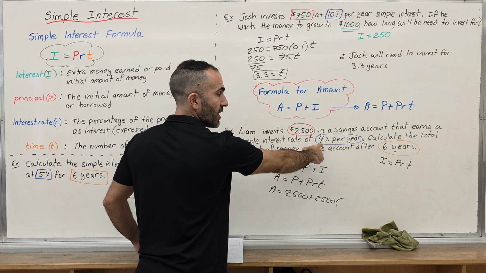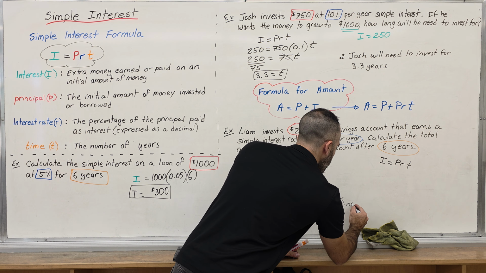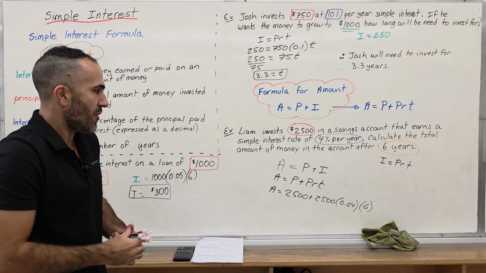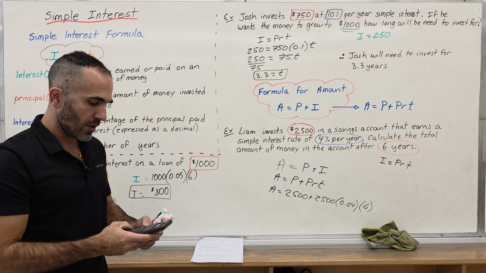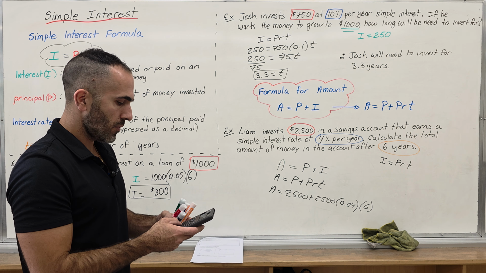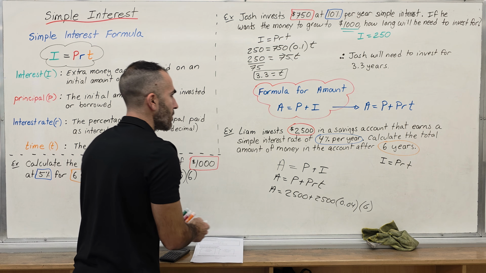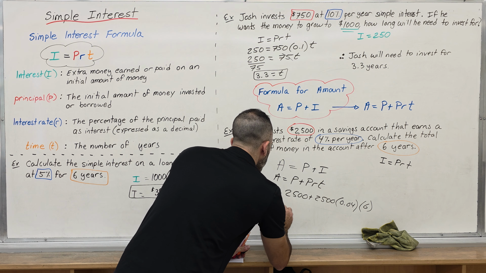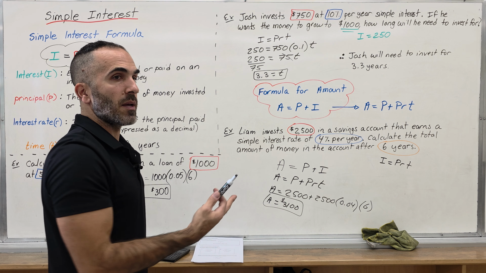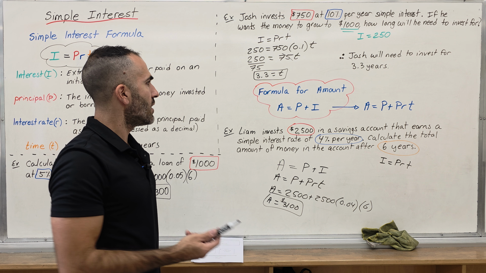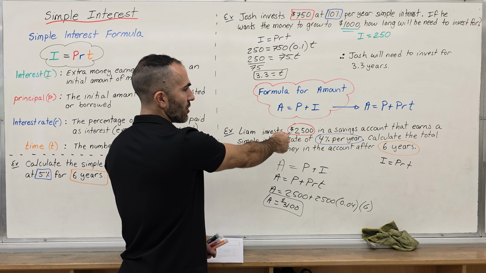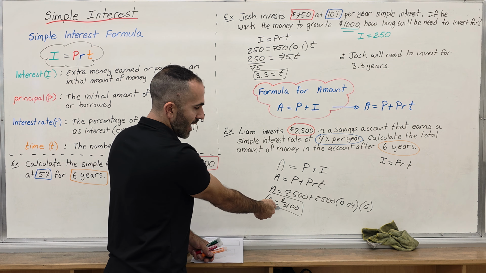R is 4%, so 0.04. And the time is 6 years. Okay, once I replace everything with what I know, it's just calculator work, right? I'm going to go 2,500 plus 2,500 times 0.04 times 6 equals 3,100. Read the question again, because sometimes I forget while I'm doing math what I'm even solving for. I read that last sentence. Calculate the total amount of money in the account after 6 years. So Liam started with 2,500 in this scenario, and he ended with 3,100.